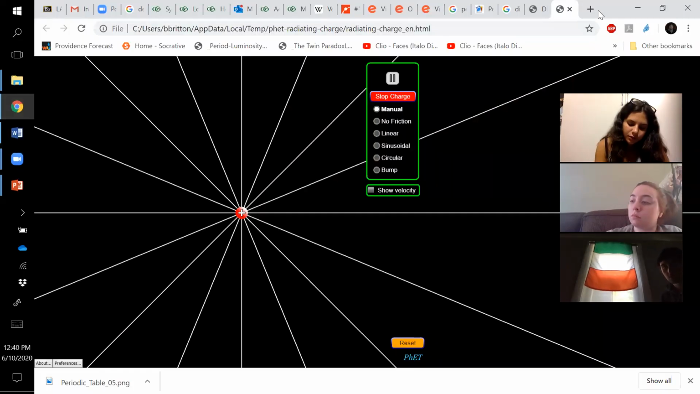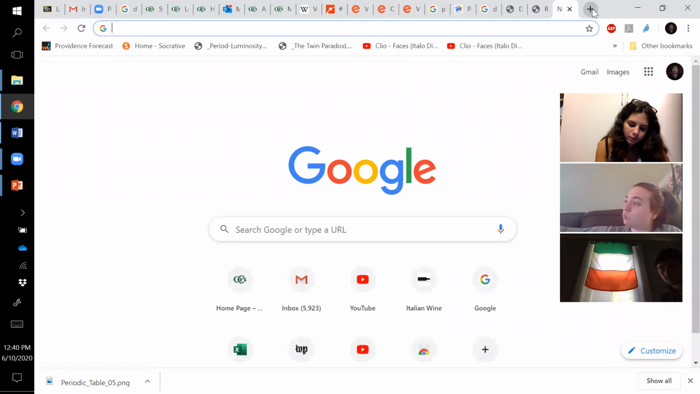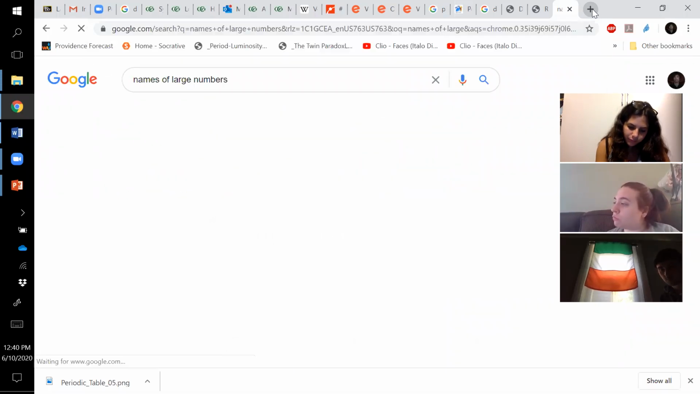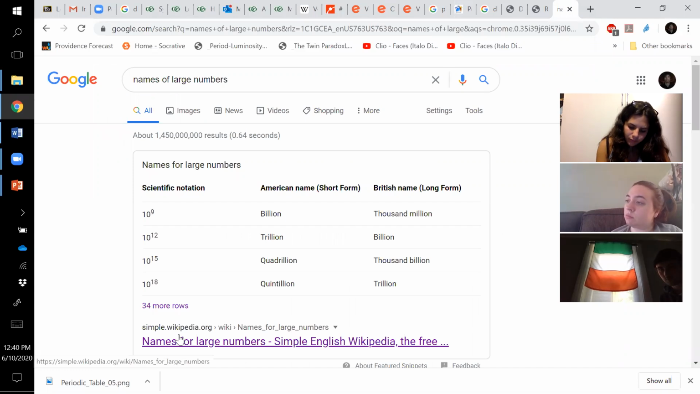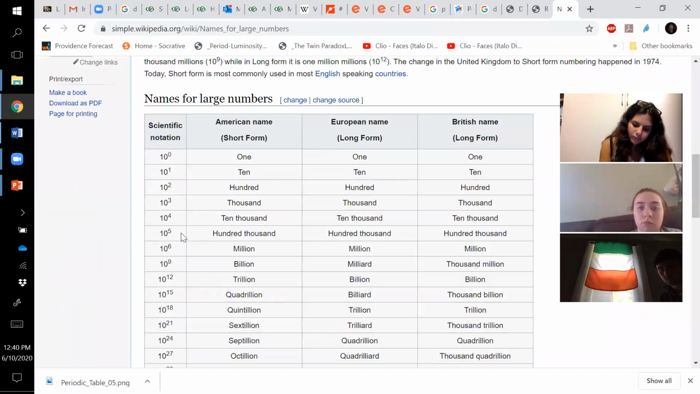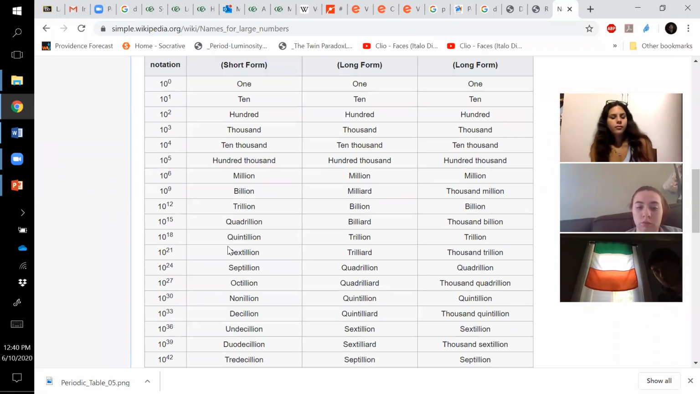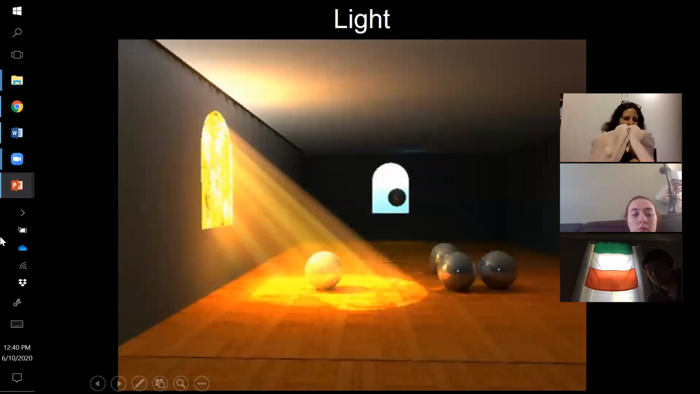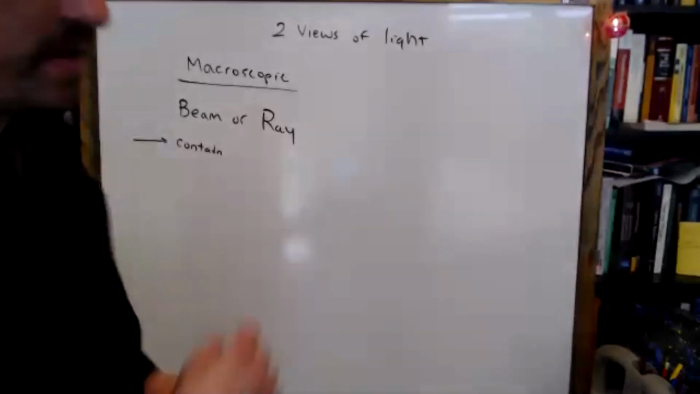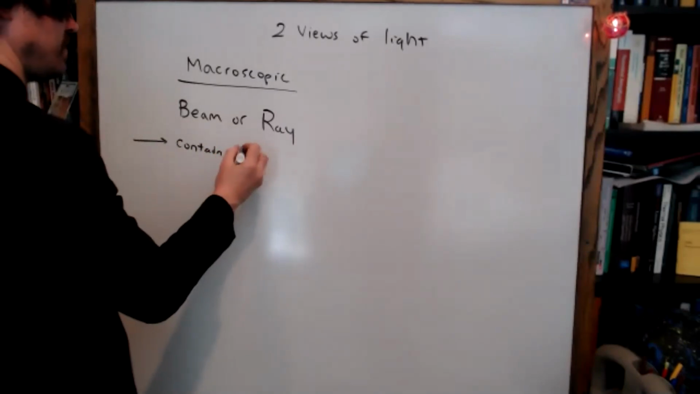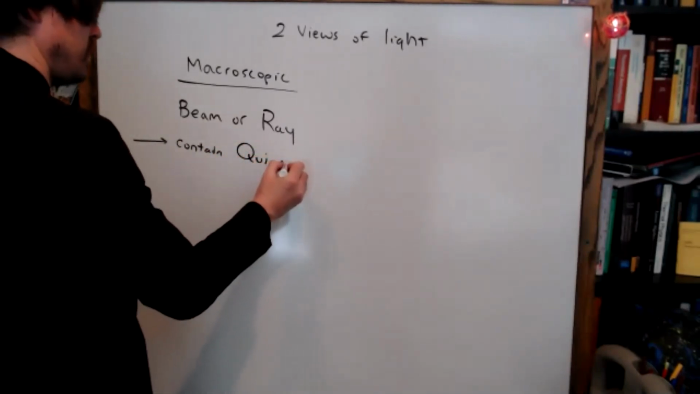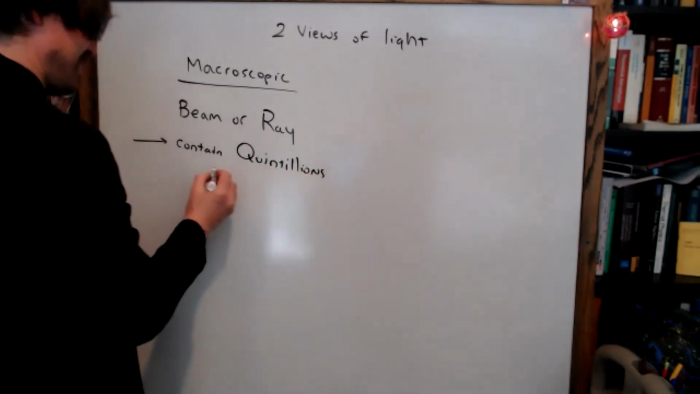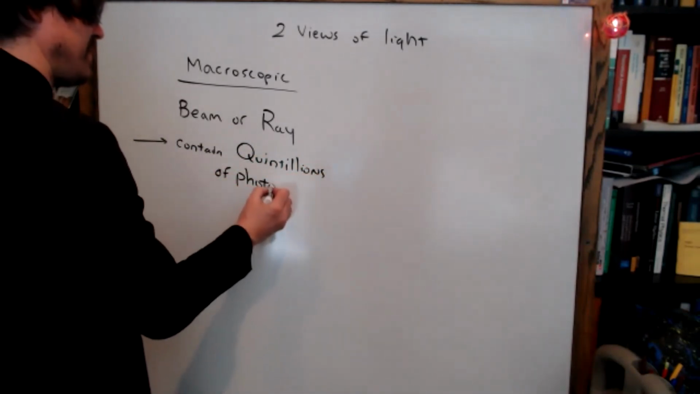It depends how intense the ray is. Let's get the names of large numbers. So if we're dealing with 10 to the 20, there can be quintillions and sextillions of photons in a single beam of light. So let's say that they contain quintillions of photons. There's a $10 word.